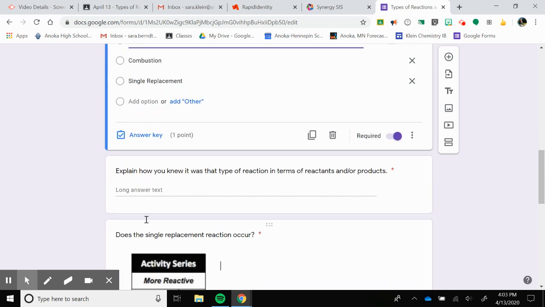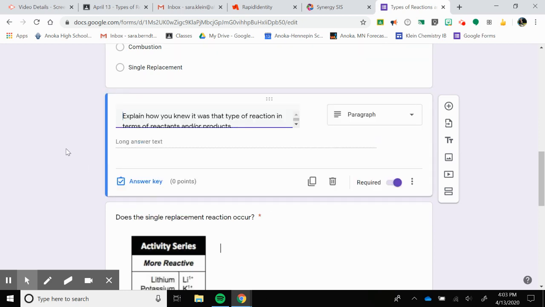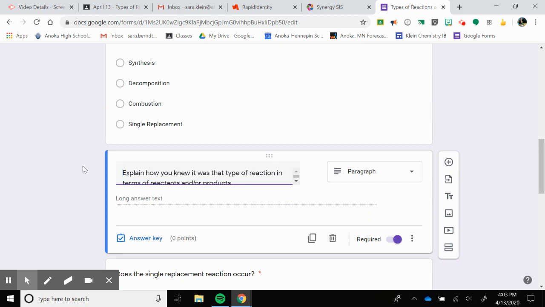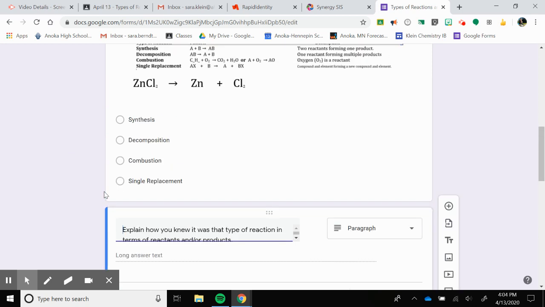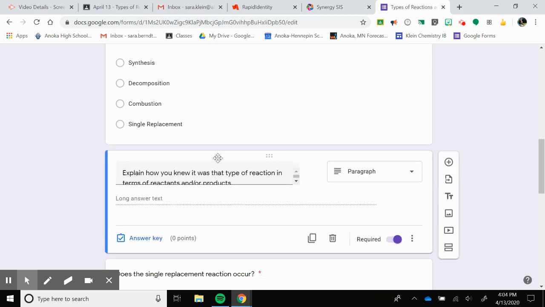This next question is asking me to explain how I knew it was that type of reaction in terms of the reactants and products. I would say that we went through and we decided it was decomposition because we had 1 reactant form 2 products. And that would have given me the 2 points because I was explaining how I determined it was decomposition, and it included in terms of reactants and products.